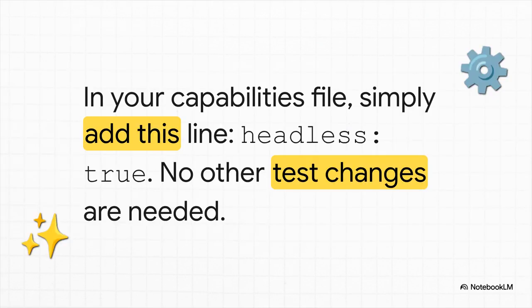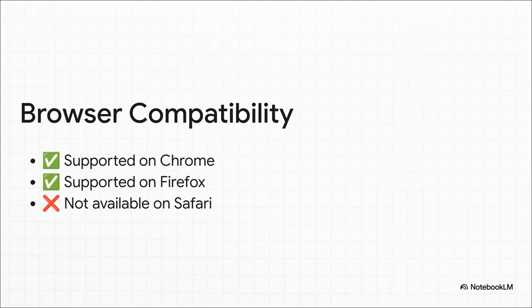And this is it. This is the magic. In your config file, you just add headless true. That one little line is all that stands between you and a much, much faster testing experience. It's kind of wild how much power is packed into that one simple setting. Now, a quick heads up on a practical note. This works great on the big browsers like Chrome and Firefox, no problems there. But it's worth knowing that this isn't an option for Safari right now. Just something to keep in mind when you're planning things out.